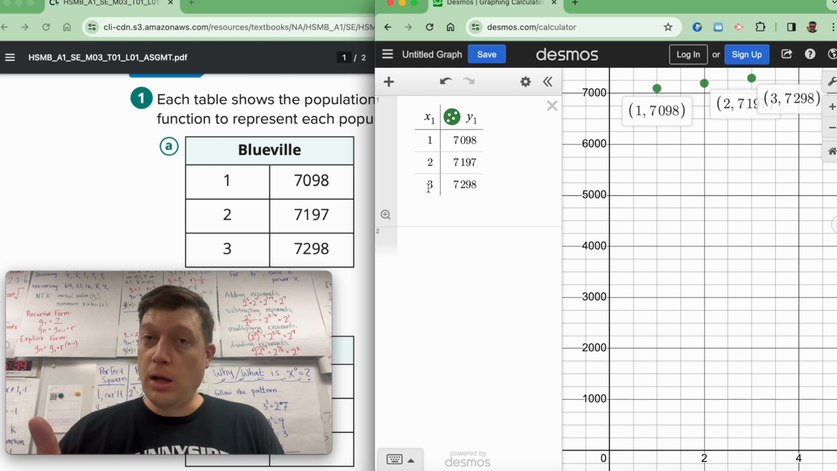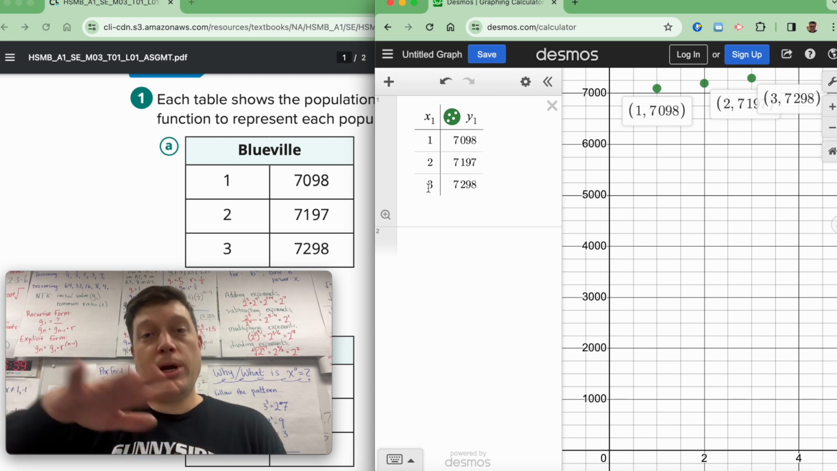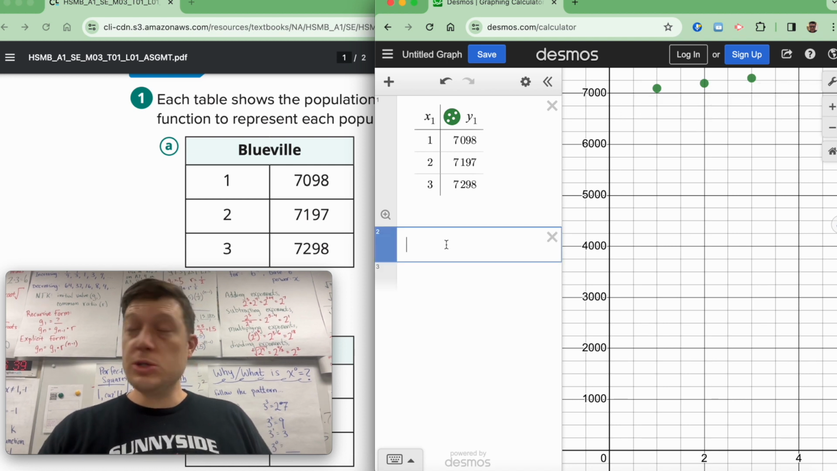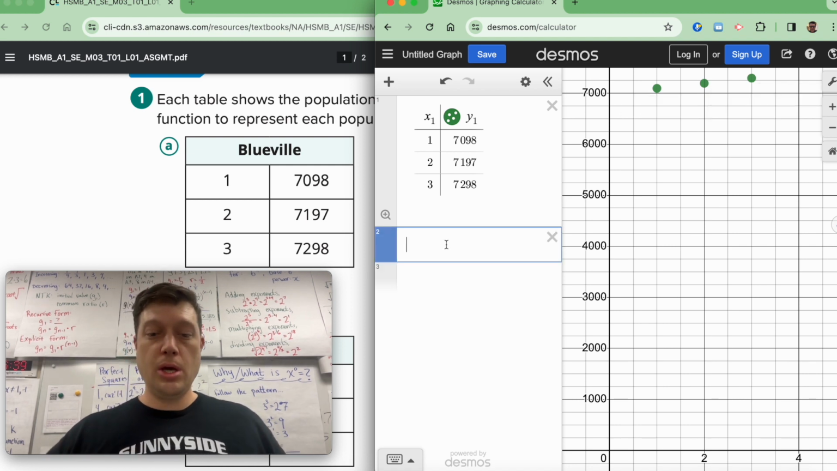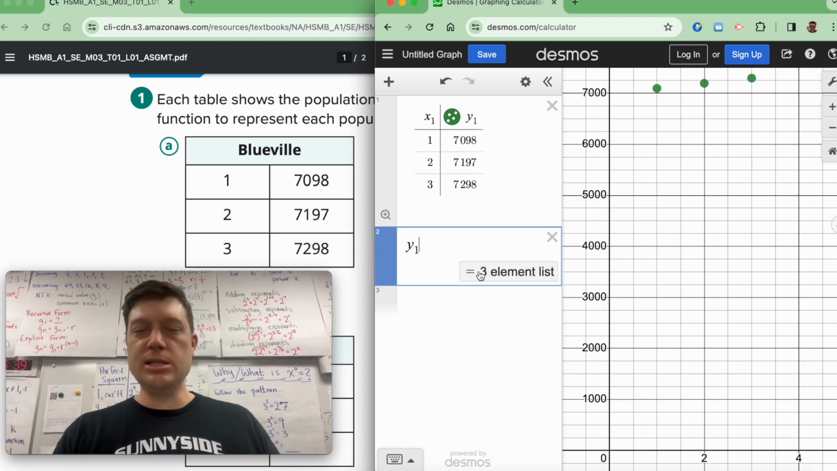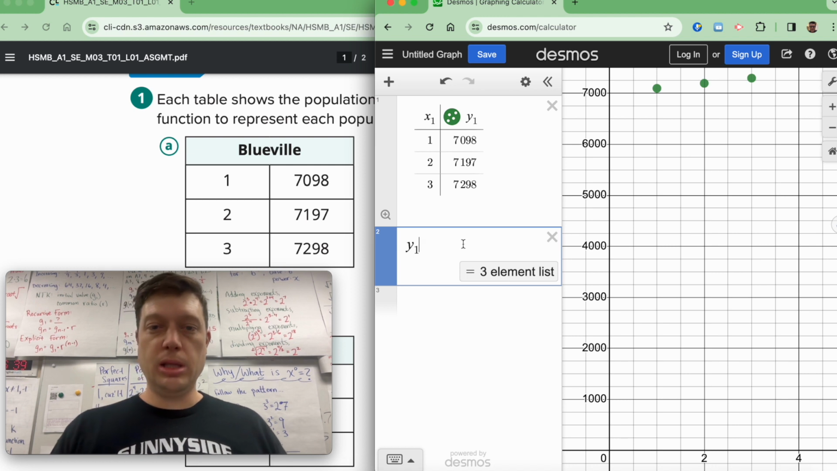We did get it graphed well. We did get the points visible on the space. So now we got to write the equation. And this is Desmos code that I want you to know that you can use. I'm going to go y1 because that's the y column. And the nice thing, Desmos is already responding, saying it's a 3-element list.